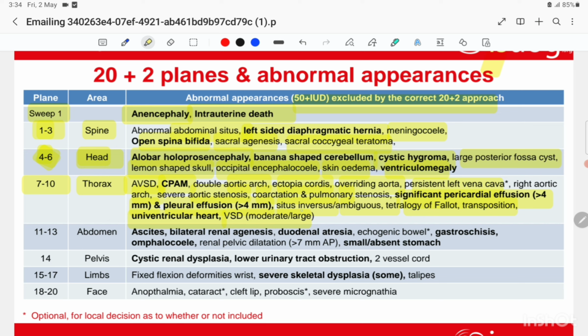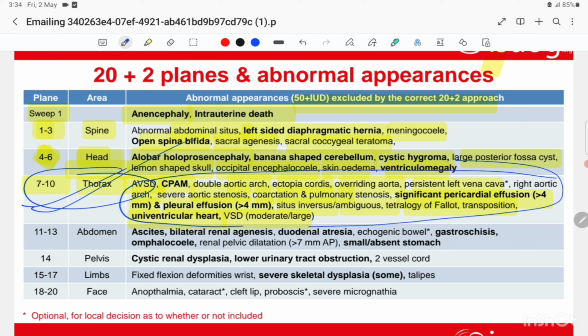Very, very important. This thorax part has the maximum number, around 16 congenital anomalies can be ruled out in this thorax. This is the most important plane, almost 16 anomalies can be ruled out in this plane, that is 7 to 10, that is the thorax. So spine, head, heart and thorax.